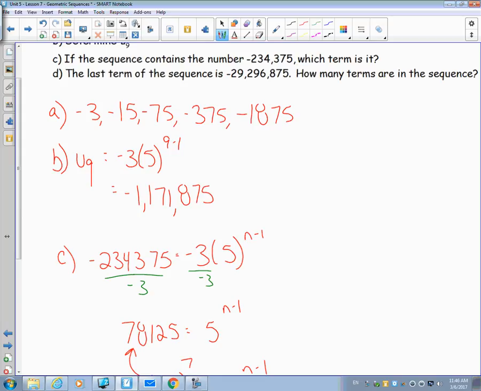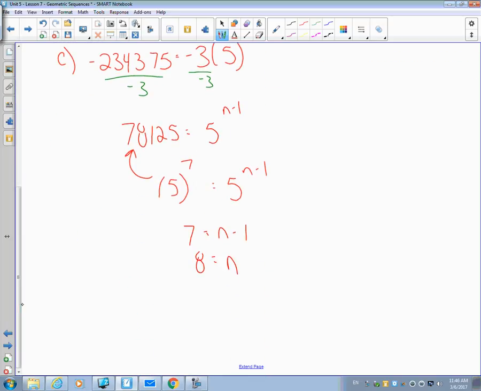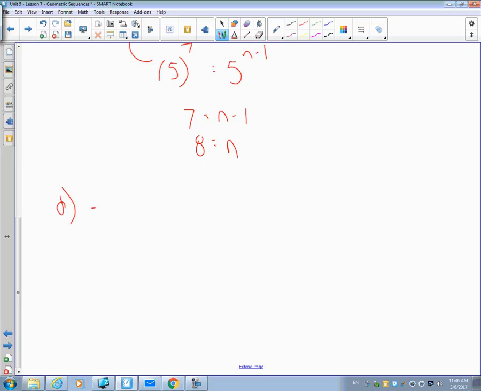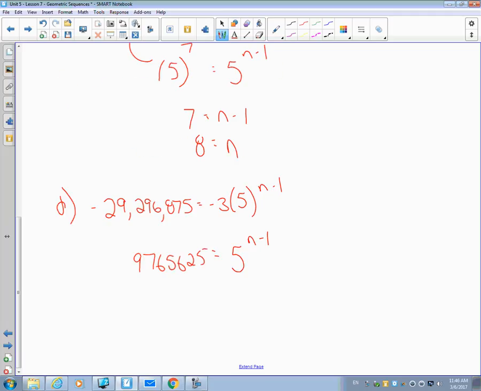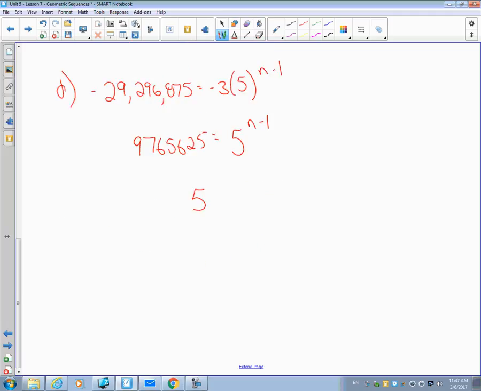How many terms are in the sequence? Well, let's take part C all over again, right? Just figuring out the last term this time. -29,296,875 equals -3 times 5 to the n minus 1. Divide out that 3. That negative 3 makes it a positive 9,765,625. Guess and check. 5 to the what? Turns out it's 5 to the 10. Base is the same. Exponent's the same. There's 11 terms in that sequence.